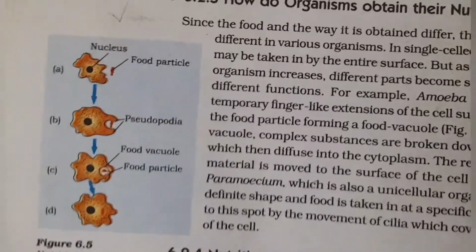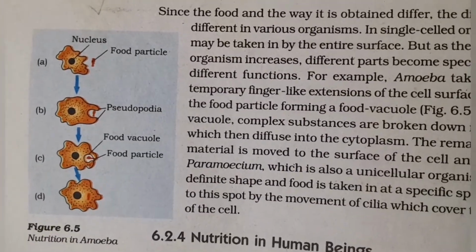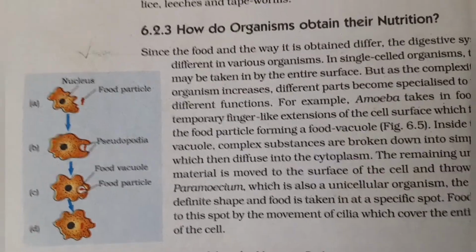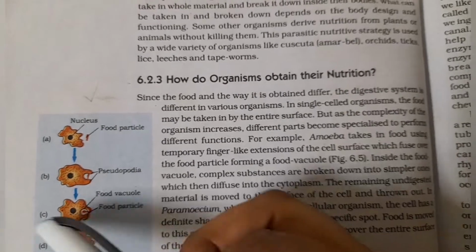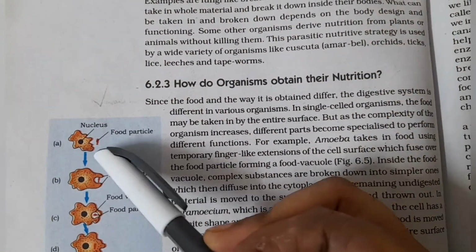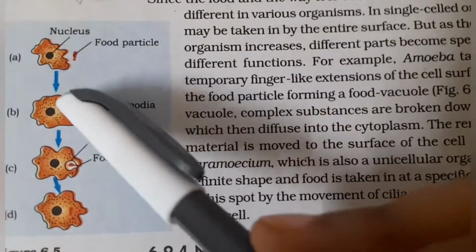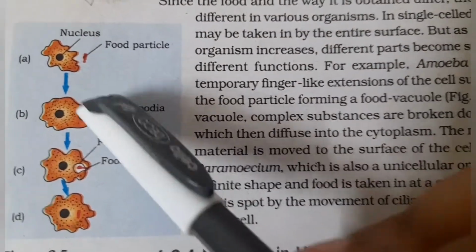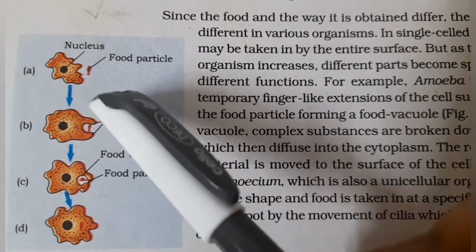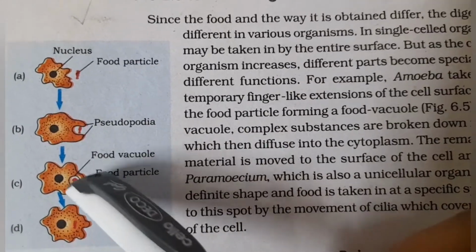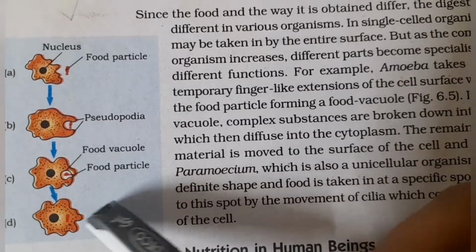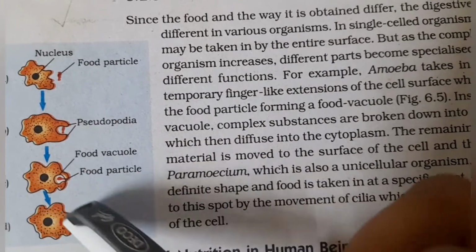So as you can see here, they are showing in detail the process by which amoeba takes in the food. This is the amoeba, and this is the food particle which is present outside. The amoeba can adjust its shape and form small leg-like structures named pseudopodia. They go near the food and enclose it like this, and it is taken inside the body. So that's how amoeba takes in the food.